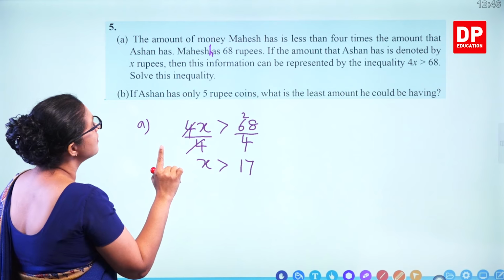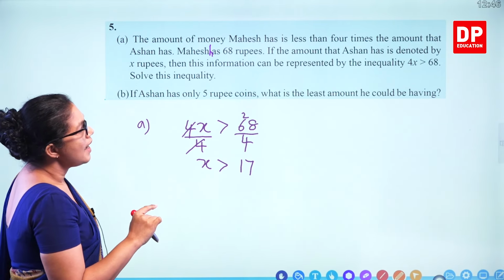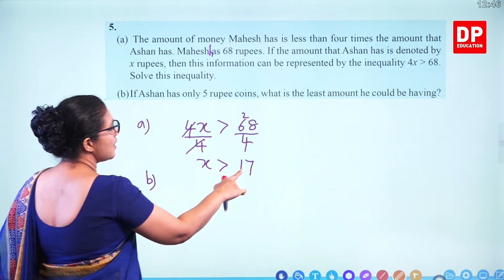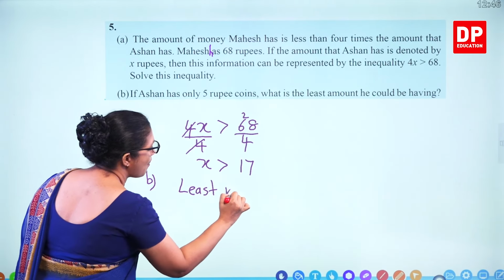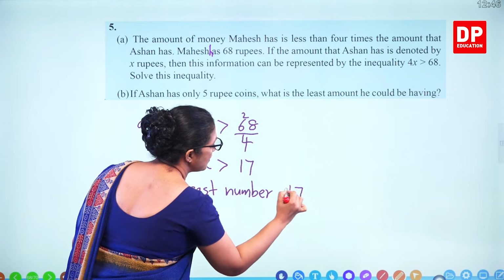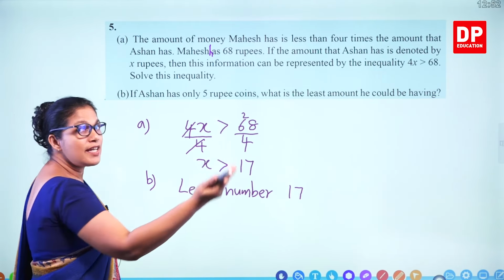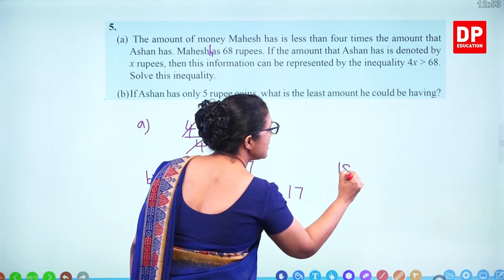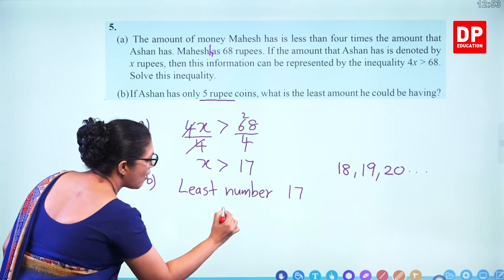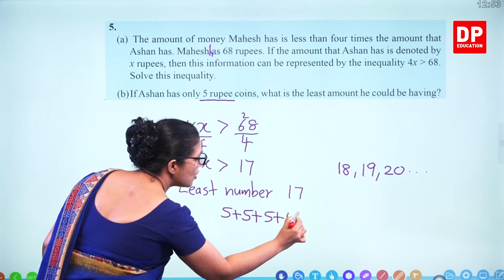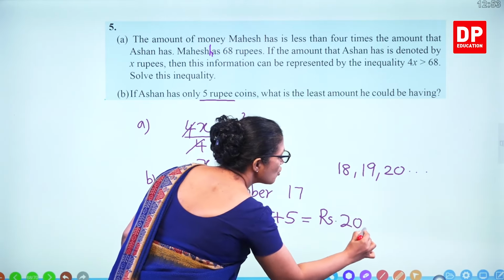If Ashan has only 5 rupee coins, what is the least amount he could be having? So this is the amount, x greater than 17. Greater means this should be 18, 19, 20 like that. So the numbers can be 18, 19 like that. So what's the least number? With 5 rupee coins you can make 5, 5, 5, 5, 20 rupees you can make. So what's the least amount that Ashan has? 20 rupees.